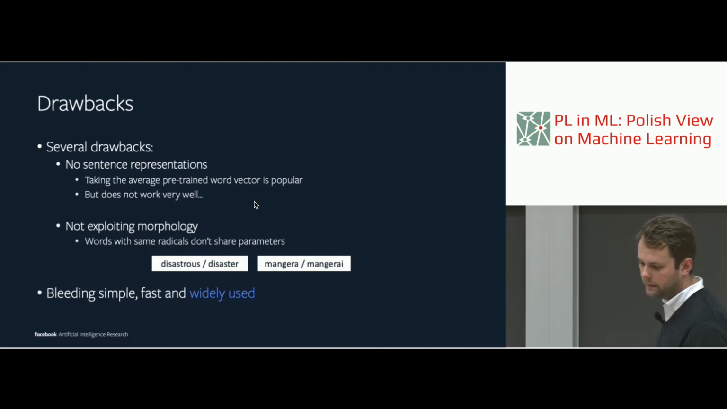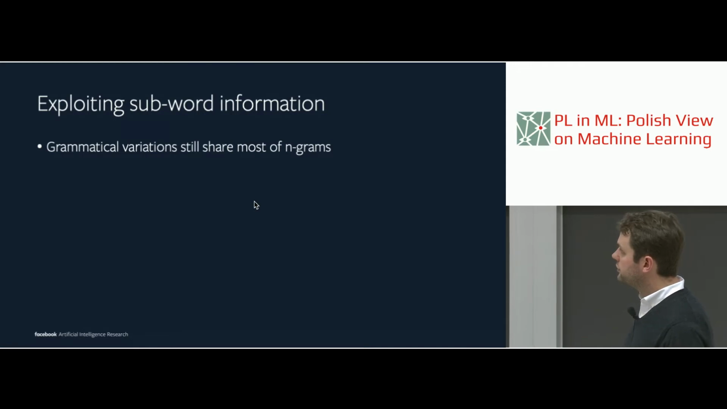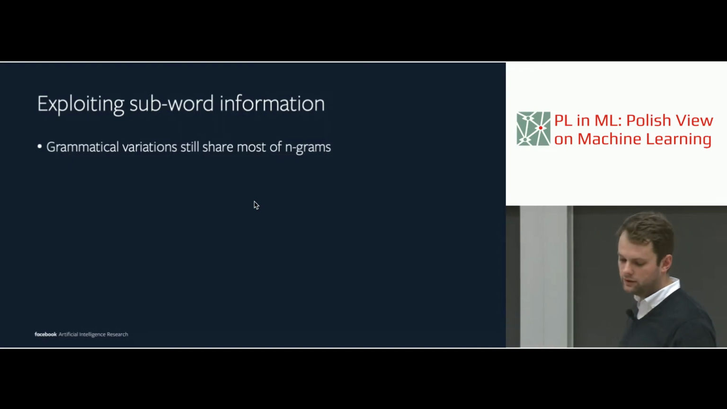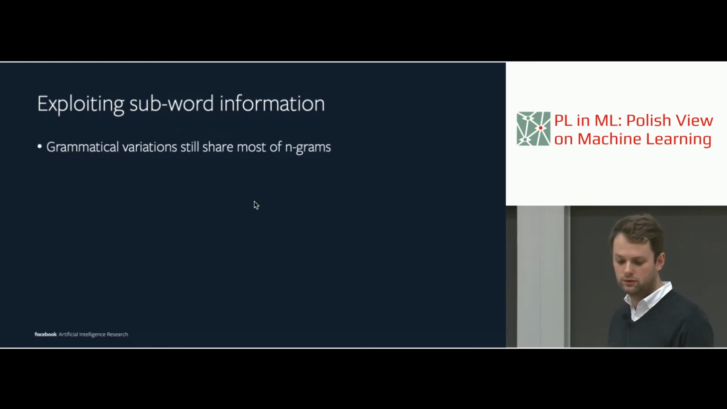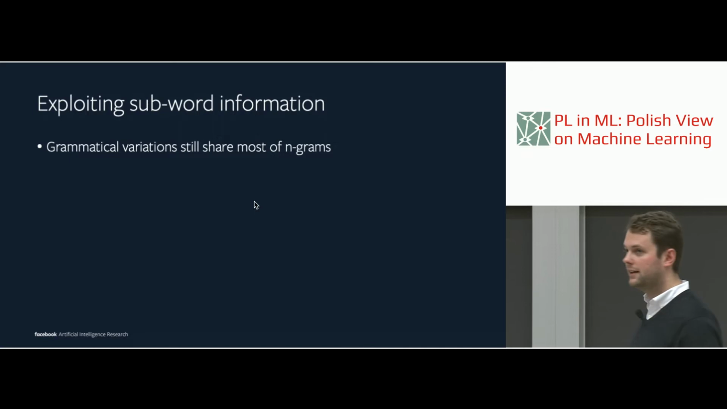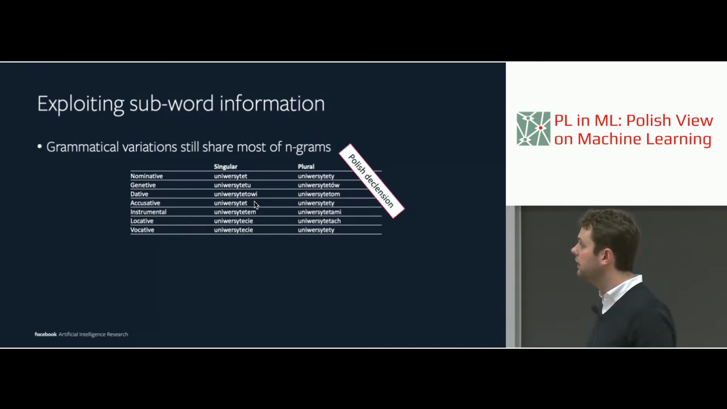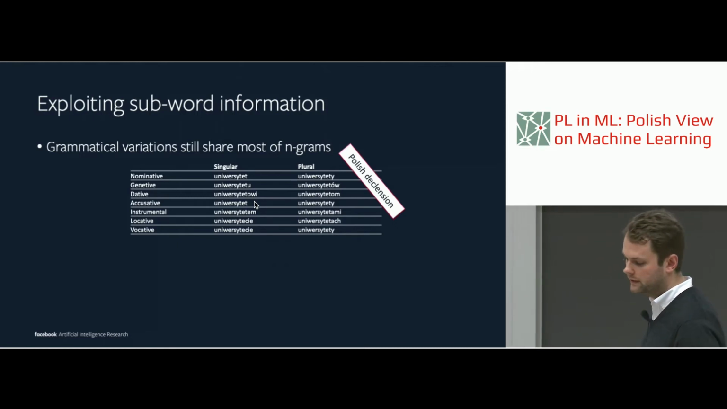So in our work, we wanted to exploit subword information and making sure that grammatical variations of the same word are still gonna share, like it's based on the observation that grammatical variations still share most of the characters in the string. I guess we as Poles know it very well because we have declension in Polish with 7 different cases in singular and plural. So uniwersytet is gonna appear 14 times with like less than 14 different spellings. But in a Word2Vec model, each of these strings would have a different set of parameters.